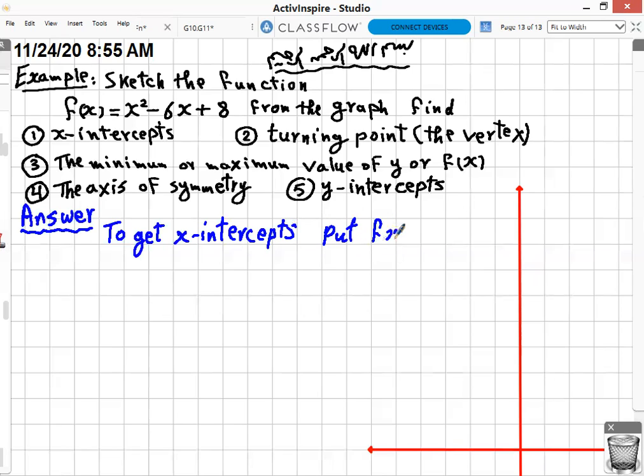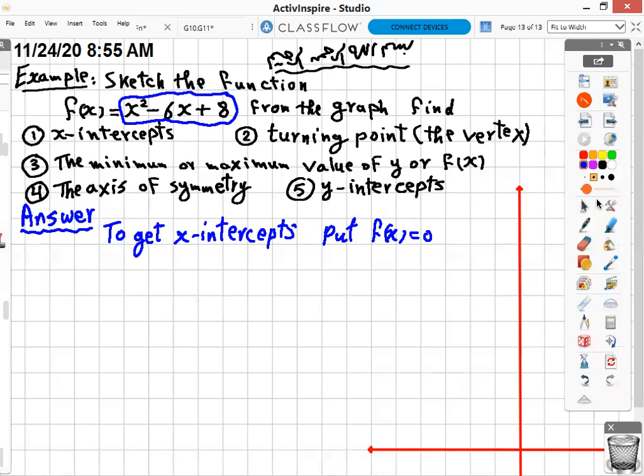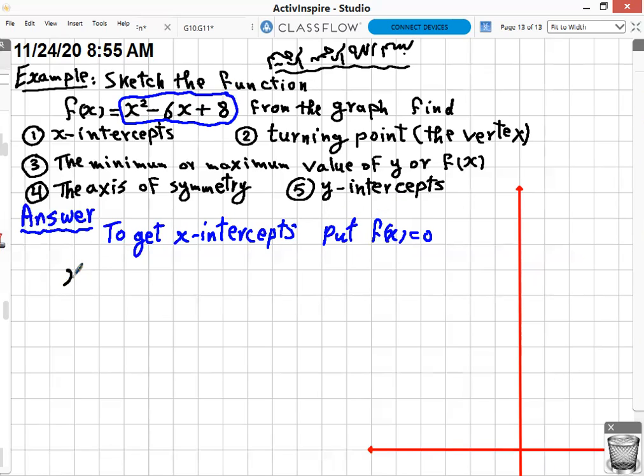It is the same. Then here is f of x. Then get it: x squared minus 6x plus 8 equals 0. Now we have a quadratic equation. I told you before, it's quadratic, don't forget it.